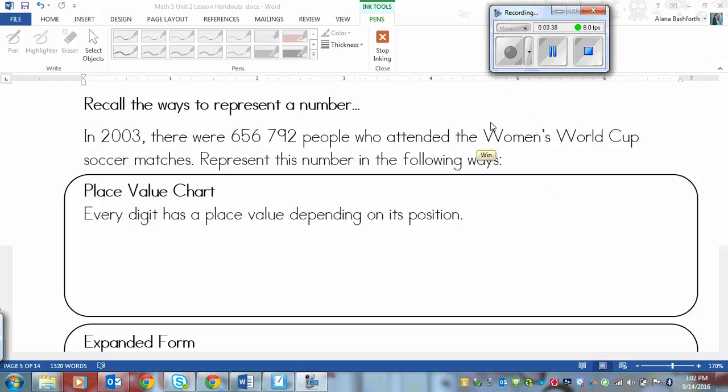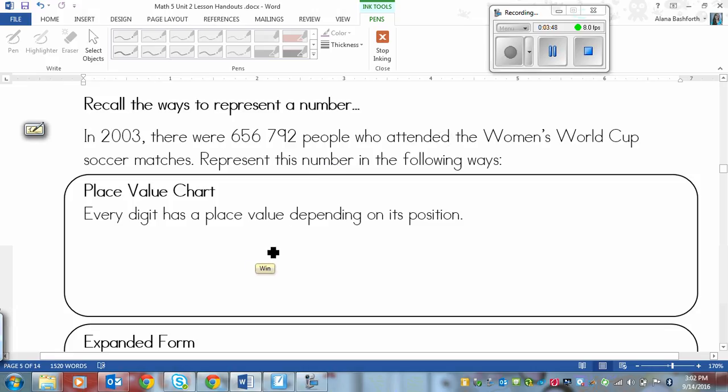Okay, and then a couple lessons ago, we reviewed what the different ways to represent a number are, but let's look at them again with a little bit bigger numbers. So it says in 2003, there were 656,792 people who attended the Women's World Cup soccer matches. Represent this number in the following ways.